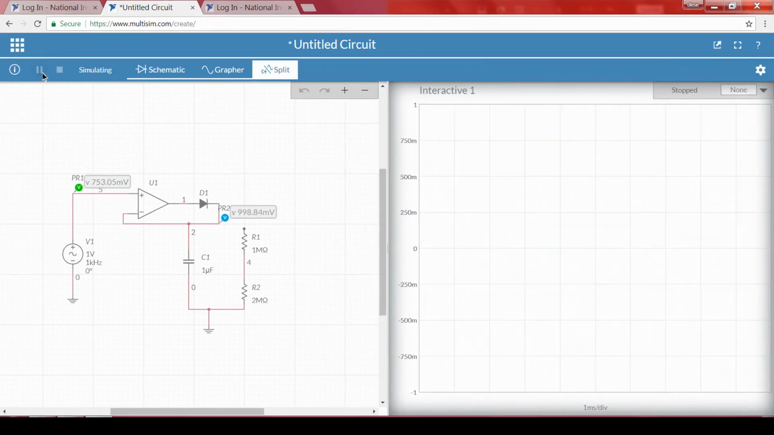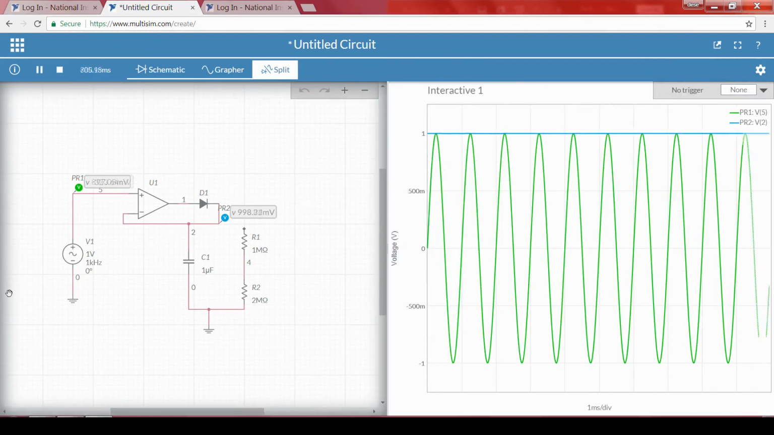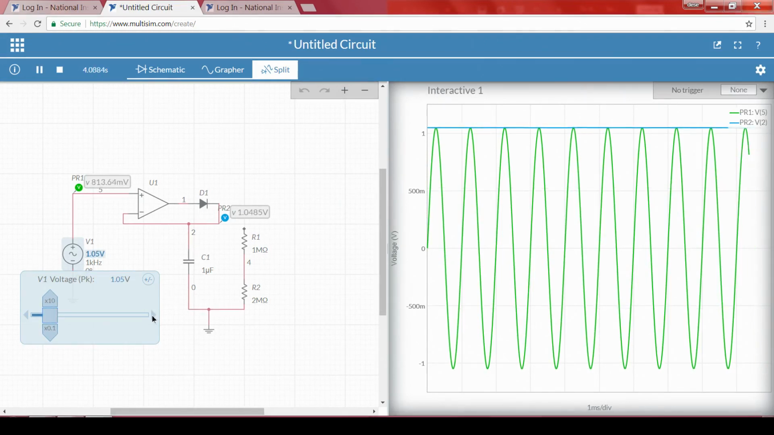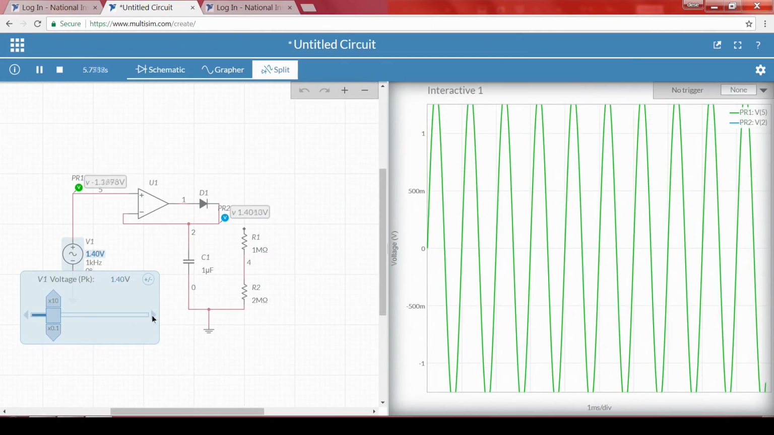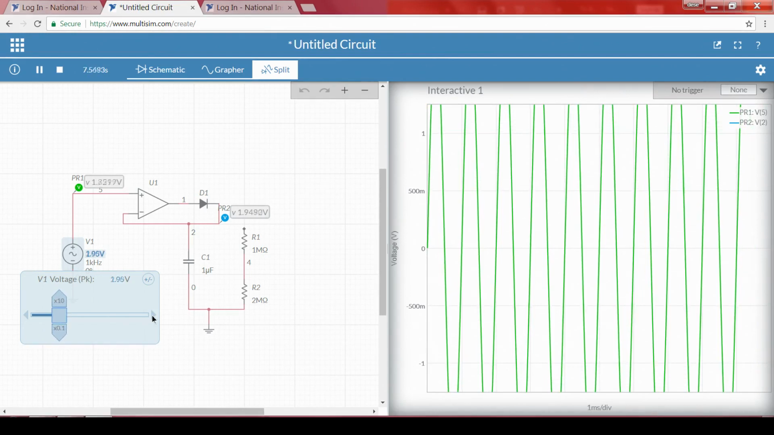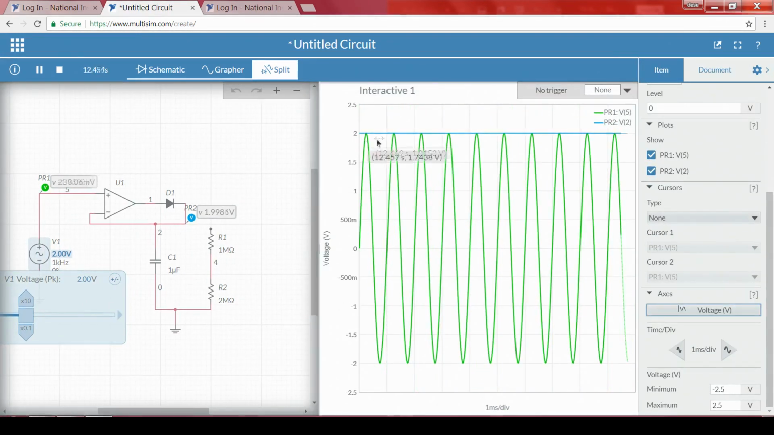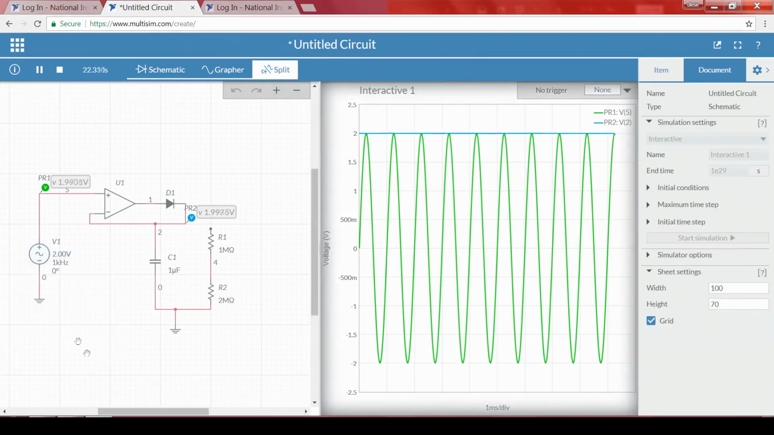So, let me run continuously. Now, this voltage I will change from 1.05 slowly to 2 volts. Now, it is at 2 volts. Now, let me change the settings of the graph to voltage. If you observe now, the capacitor started increasing to a value of the input peak value, right? Now, what if I decrease?